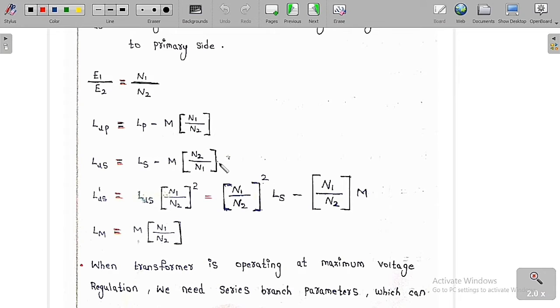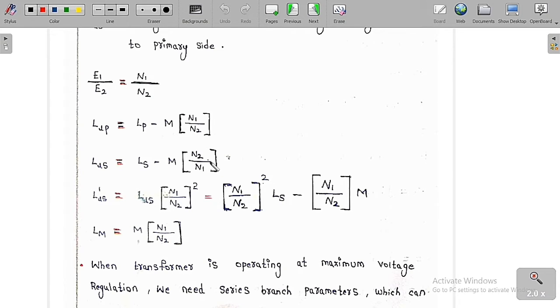So for a single phase transformer of E1 by E2, E1 and E2 are the rated RMS values of the primary induced and the secondary induced EMF. LP is the self-inductance of the primary winding, LS is the self-inductance of the secondary winding, and M is the mutual inductance between the primary and the secondary winding. LLP is the leakage inductance of the primary winding, LLS is the leakage inductance of the secondary winding, LM is the mutual inductance referred to the primary side, and LLS dash is the leakage inductance of the secondary winding referred to the primary side.